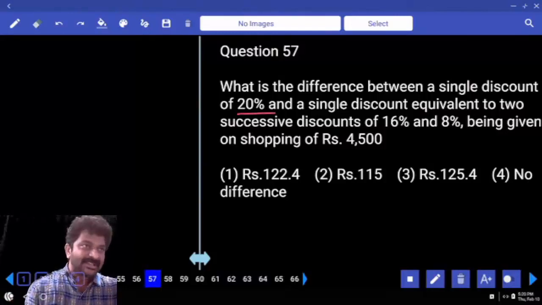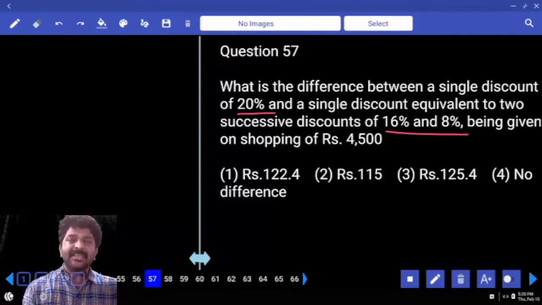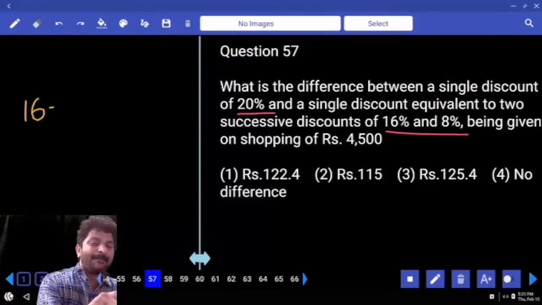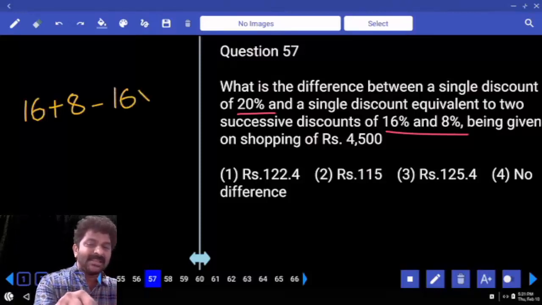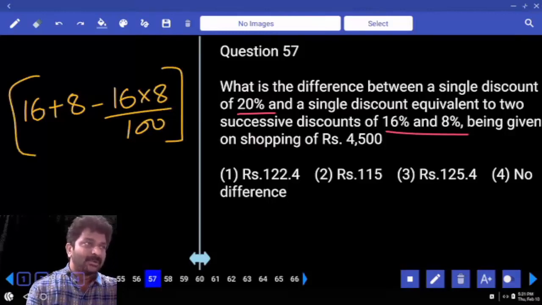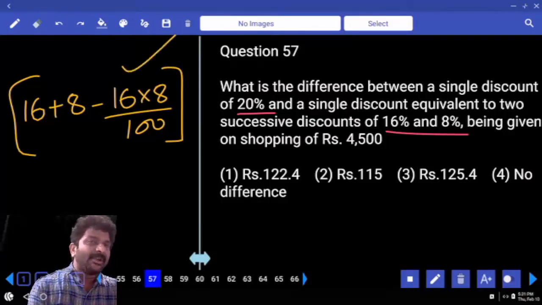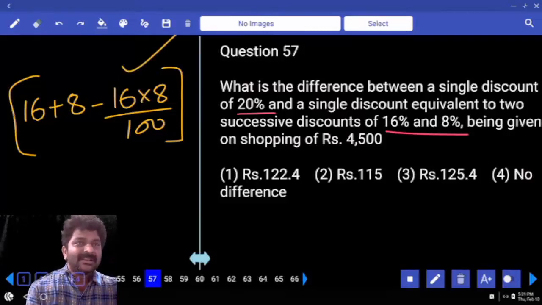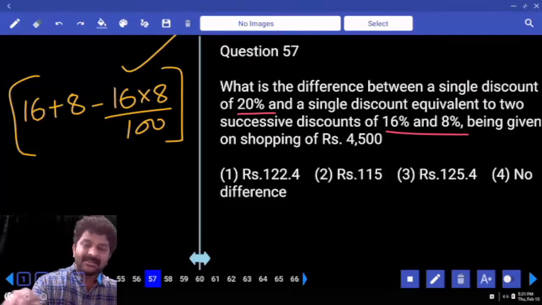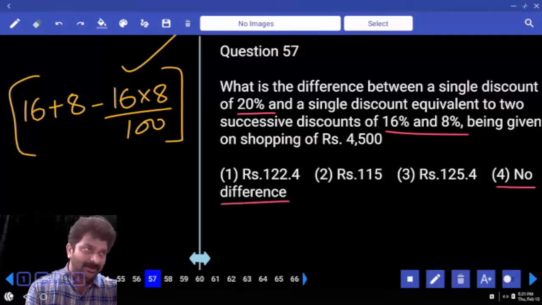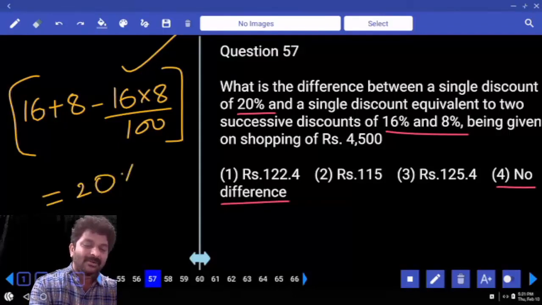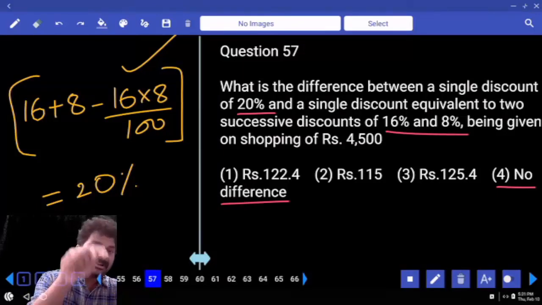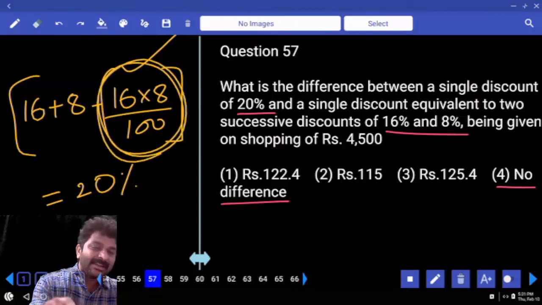Single discount of 20 is there. Next, they are giving two successive discounts, that is A plus B minus AB by 100. That gives you single discount, right? When two successive discounts are there. So is this going to be an integer? 16 into 8 by 100. If you want to answer this as fourth option, this value must be equal to 20%, then only answer becomes fourth option. Correct? Yes or no? So to get 20% here, this value must be an integer, right?